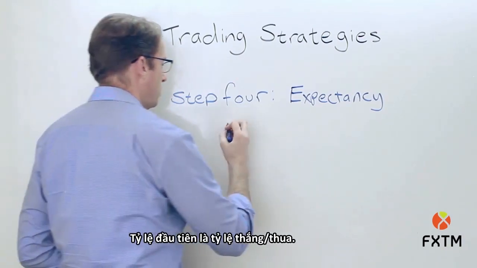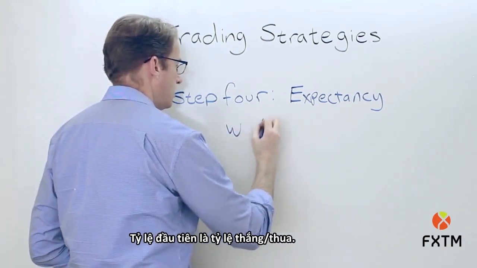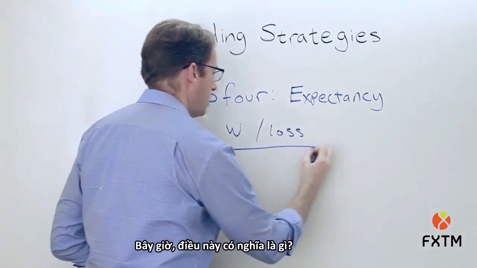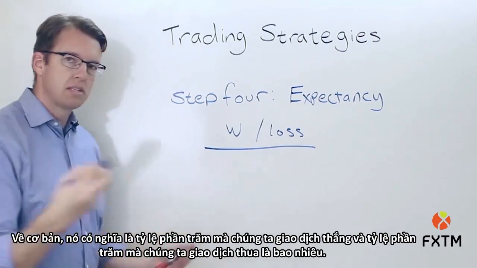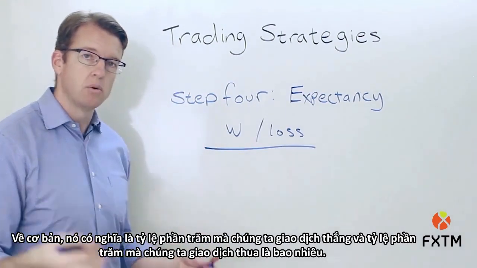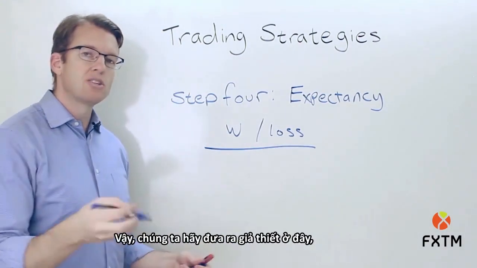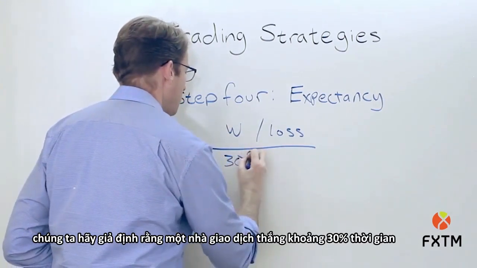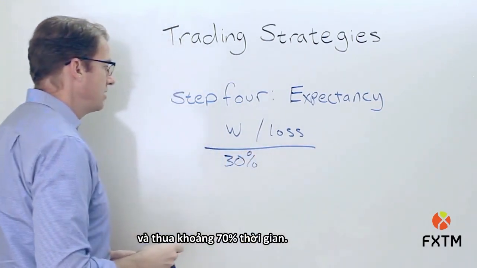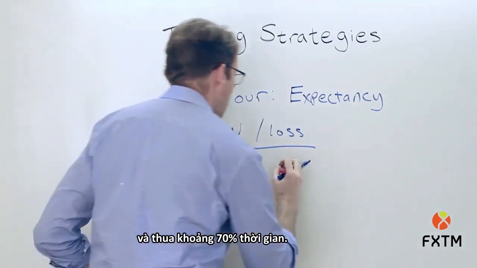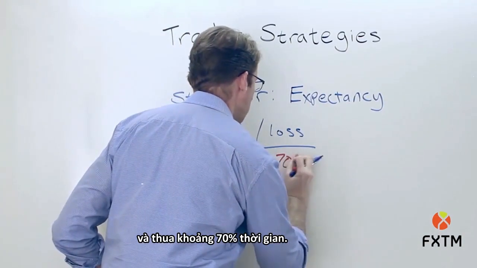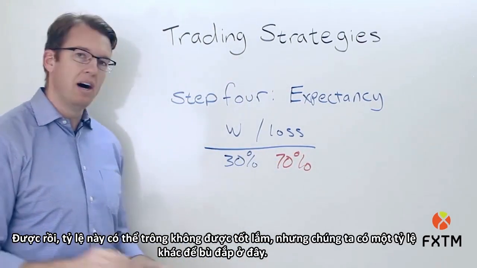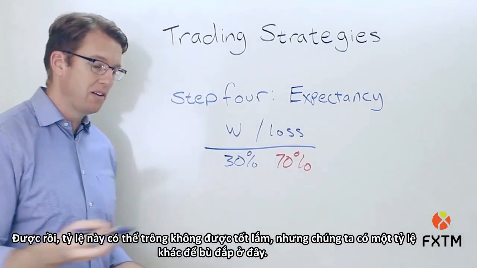The first one is a win to loss ratio. What does this mean? Well, it basically means what percentage of the time do we win and what percentage of the time do we lose. So let's just do a hypothetical here. Let's say that a trader is winning about 30% of the time and losing about 70% of the time. All right, now that may not look very good, but we have another ratio to cover here.